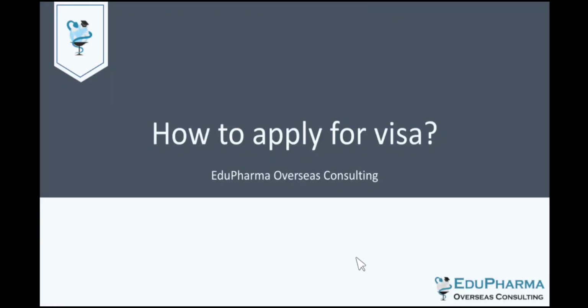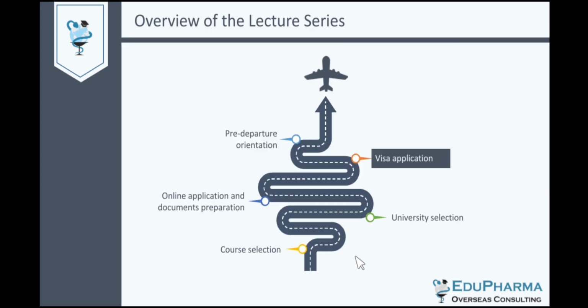Hello and welcome to the fourth lecture in this series, which is on how to apply for a visa. This is the overview of the lecture series and we are at the fourth step of visa application. By now you must have already heard from the universities that you had applied to, and you should be ready to apply for a visa.